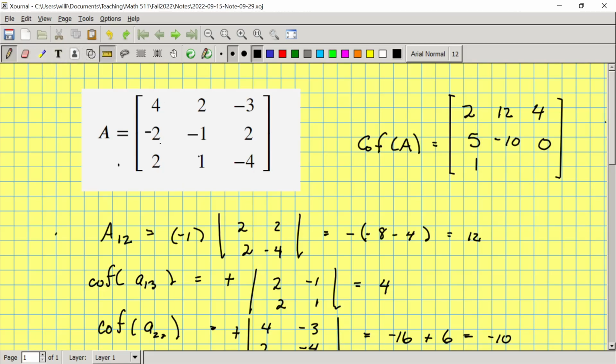Now position 3, 2. Is the sigma positive or negative? Negative. What's the determinant of its minor? 2. So negative 2. And finally, position 3, 3. What's its sigma? Positive. And what's the determinant of its minor? So it's 0. Yeah, negative 4 plus 4 is 0. And positive 0 is 0. So now we have the cofactor matrix.